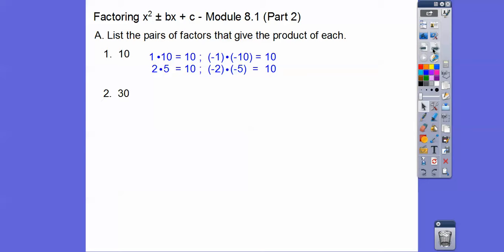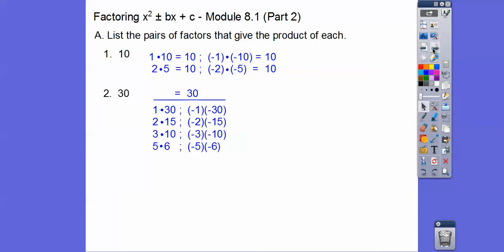Okay, so here's 30. There's lots of pairs for 30. 1 and 30, 2 and 15, 3 and 10, 5 and 6, and then don't forget about the negatives. So negative 1 and negative 30, negative 2 and negative 15, and so on. Okay, and this one should be easy. This is a prime number, so there's only two pairs: 1 and 47, and negative 1 and negative 47.